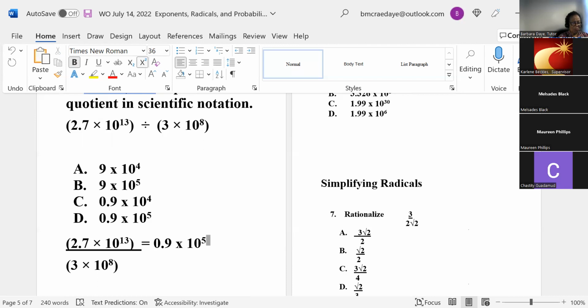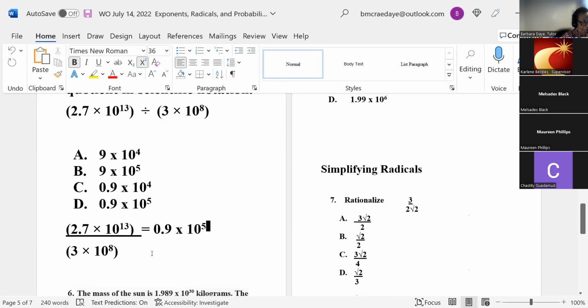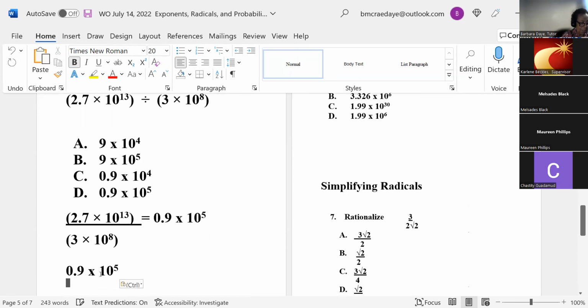No, the 0.9, the first part of your scientific notation, should be between 1 and 10. This number is less than 1. That's what I'm saying. When I say the 0 is of no value, the 0.9 is less than 1. All right. So let's just copy that there.